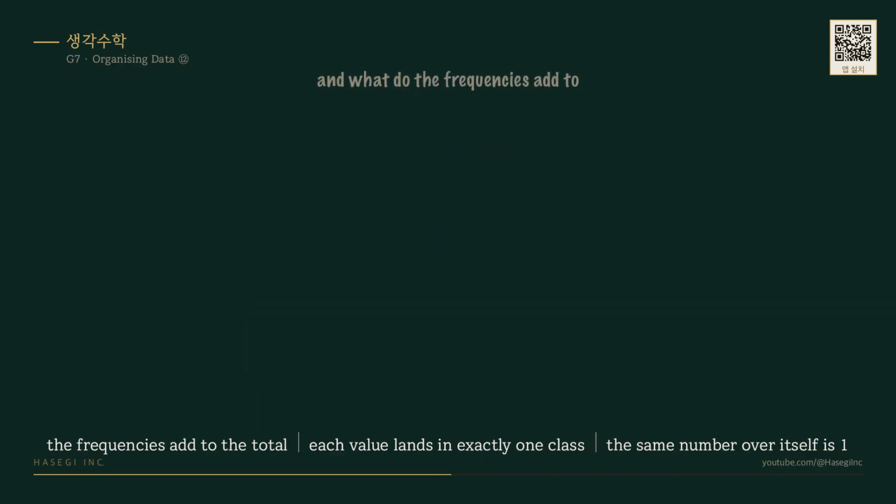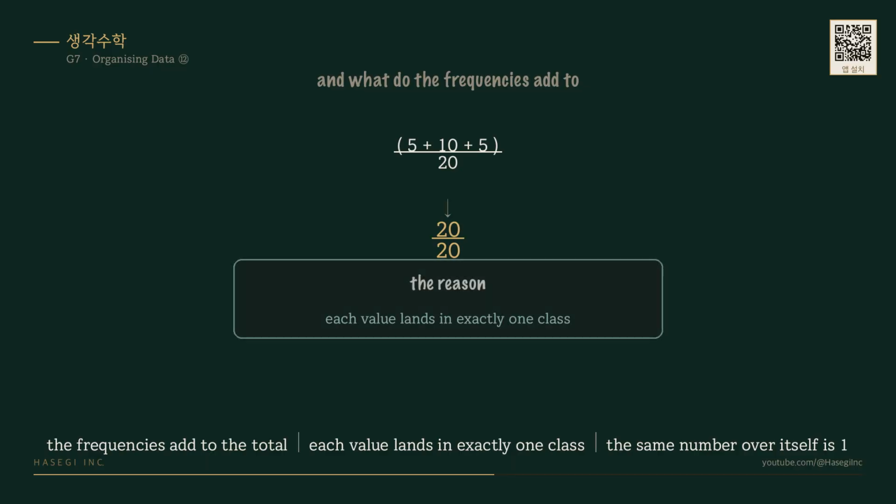And what was the sum of the frequencies? The total frequency itself, because every piece of data goes into exactly one class, once. So the numerator and the denominator are the same number. The same number over itself is always 1.